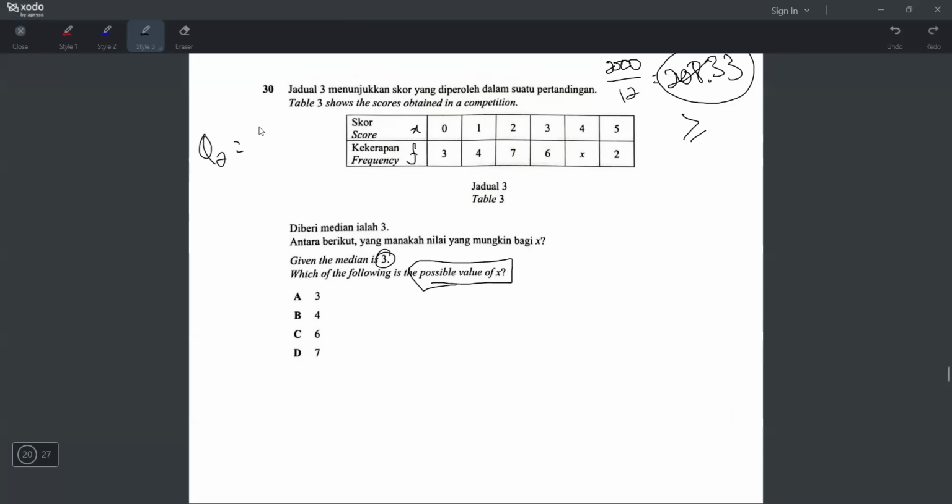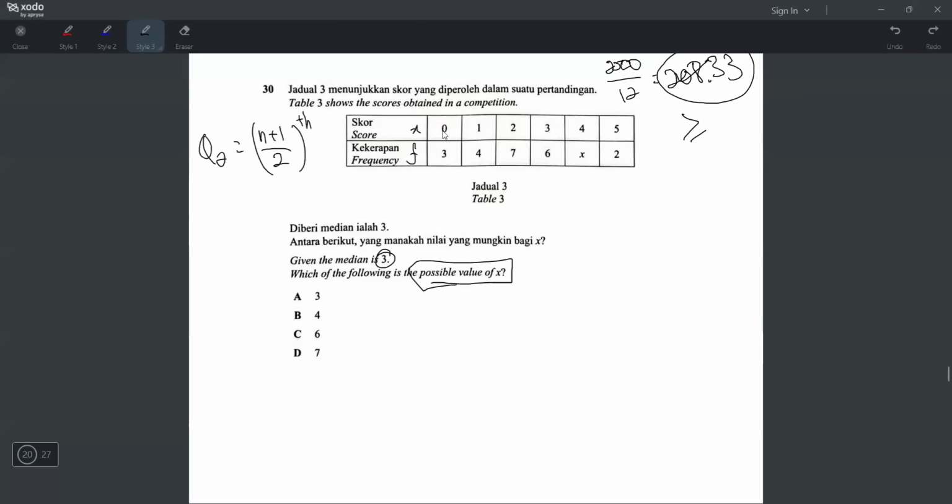The formula is (n plus 1) divide 2. But this formula will only tell you the position. So the "th" here represents position. If you use this formula, it will tell you the exact position of the median. It will not tell you the median, but the position of the median.